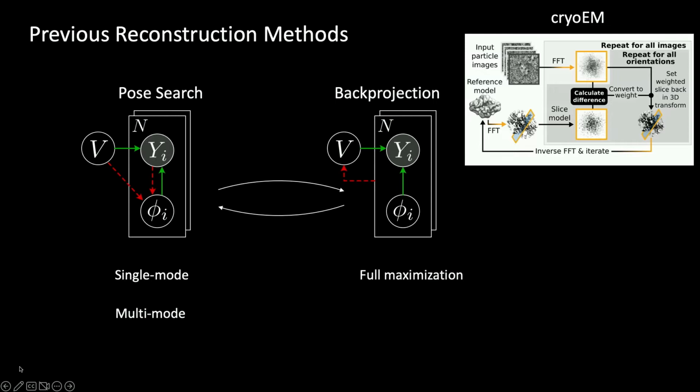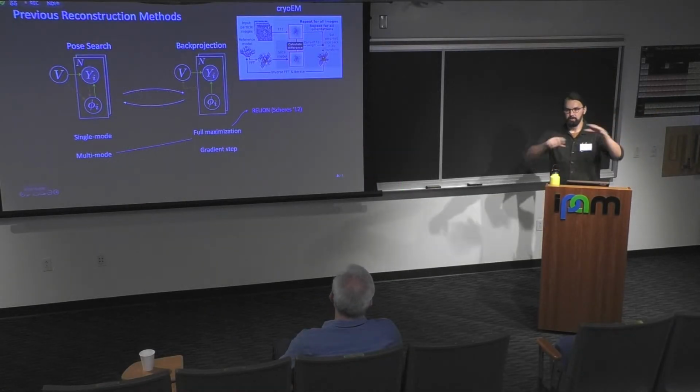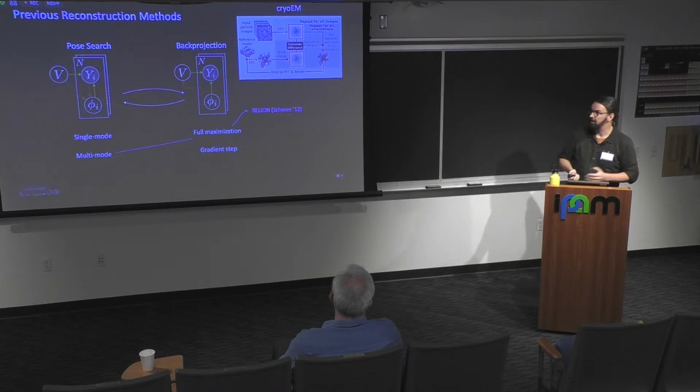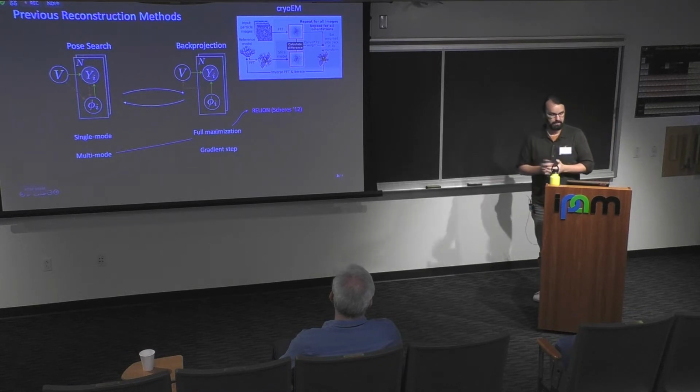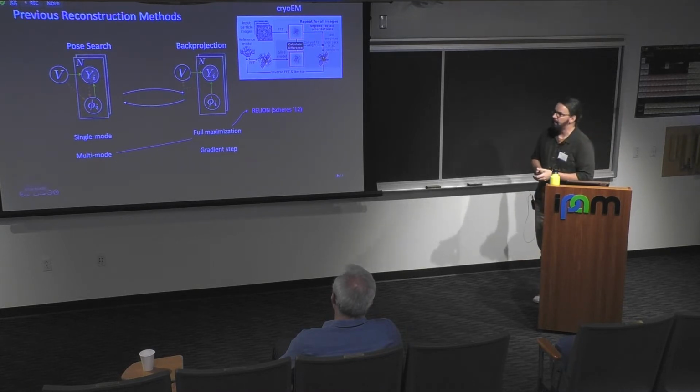You can either back project until you converge, or you can just take a few steps and back. And that's how you can pretty much classify the different algorithms on the market. So for example, Relion is an example where when you do the pose search, you actually search over all SO3, and then you fully maximize in the back projection step, which is the M in expectation maximization, in EM.